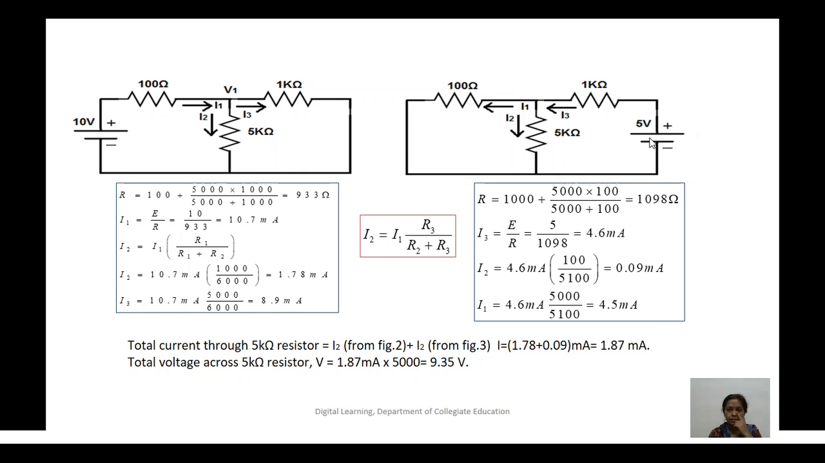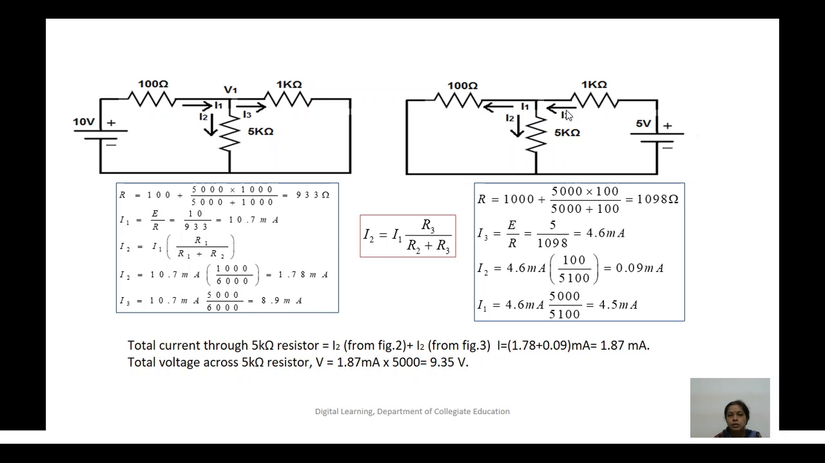So for the second circuit also, we do a similar set of calculations. So we take 5 volt only, single battery, by removing the first source. We take the second source now. Find the effective resistance. So the main current is now I3. Branch currents are I1 and I2.